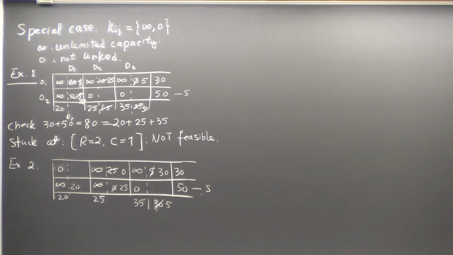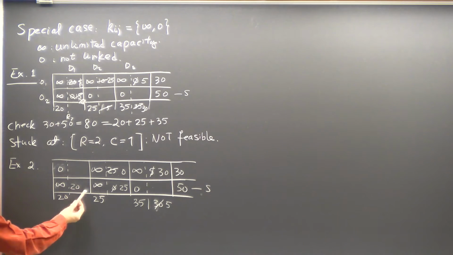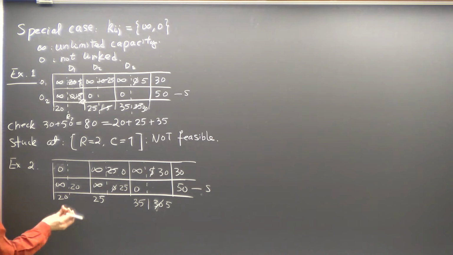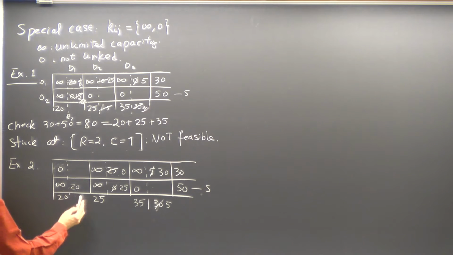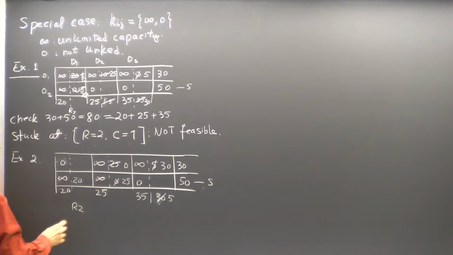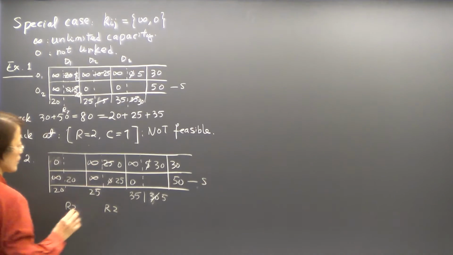OK, now let's check. How can we further adjust? So you start from the surplus, and you see where I could increase, to try to ship those 5 remaining units out. I could ship through here, because I could increase this. So R2 will be pointing in column 1. And I could also ship here. R2 will be here. Is that right?